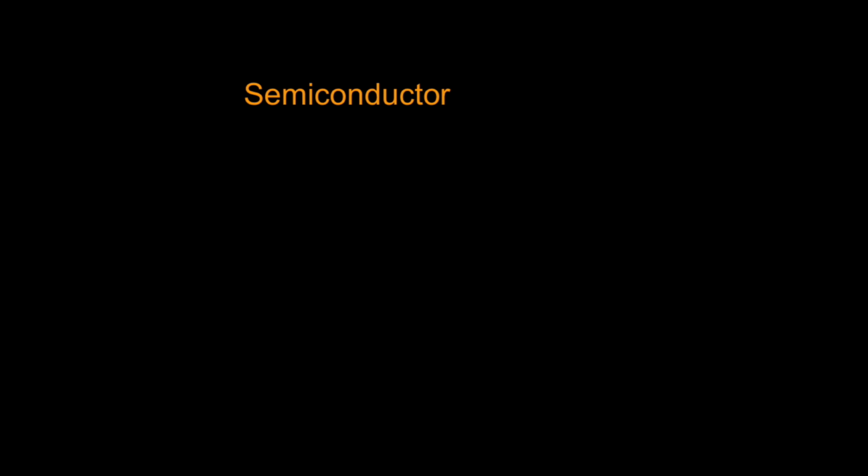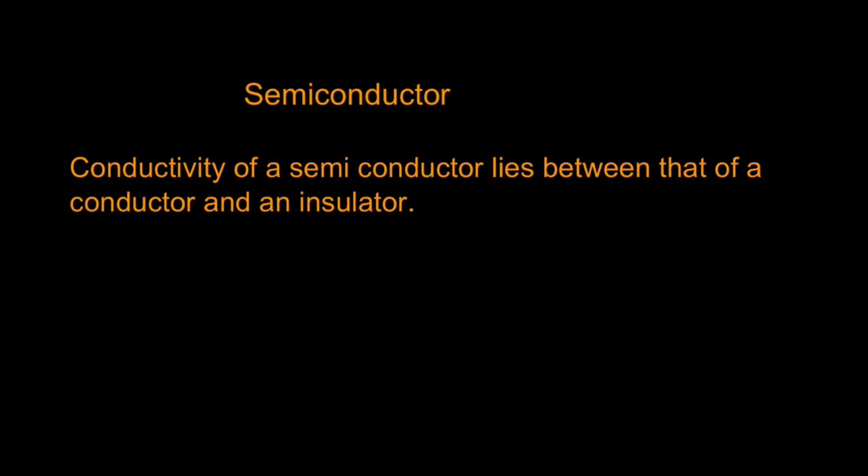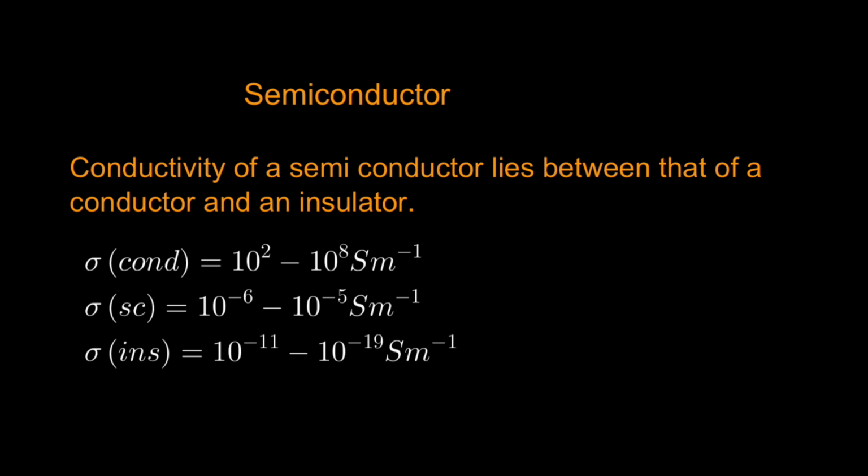So we'll discuss semiconductors in this video. Conductivity of a semiconductor lies between that of a conductor and an insulator. As the name suggests, a semiconductor means it's a half conductor. So conductivity wise, it is somewhere in between conductor and insulator.